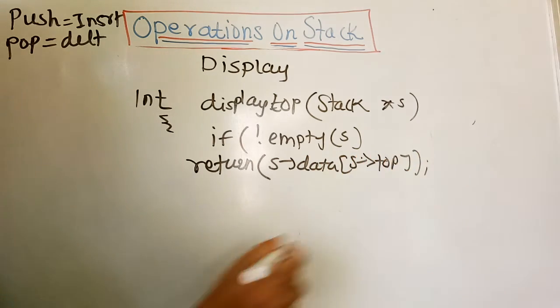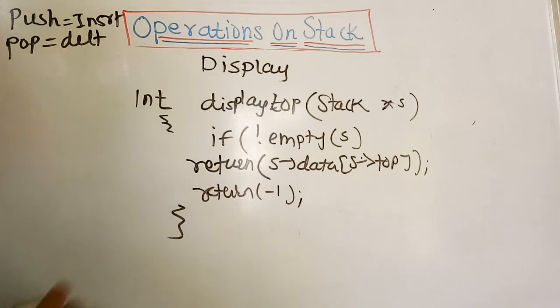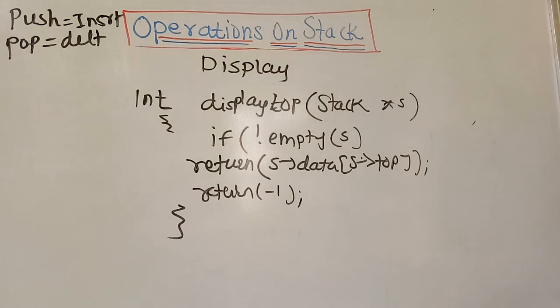Otherwise, we will return -1, meaning there is no data to print. And this is the completion of the display function. So these are the different functions or operations regarding the stack. While solving any problem using the stack, we have to compulsorily follow all these different operations, and with the help of these operations we can perform any actions on that program or problem statement.